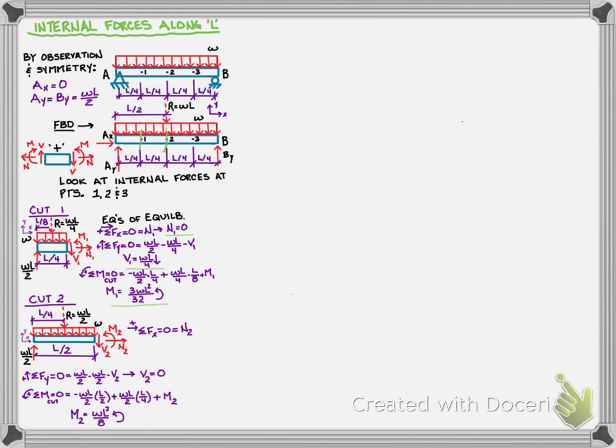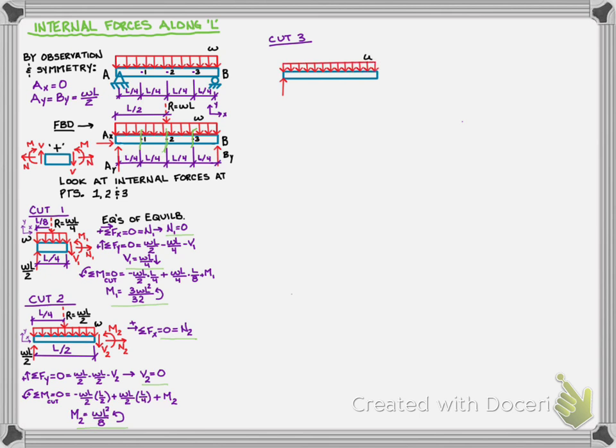While the shear reduced as I moved across the length of the beam, it was higher at L over 4. The moment actually has increased between L over 4 and L over 2. All right, we got another cut to go. So now we can look at our third cut. And it's the same process.